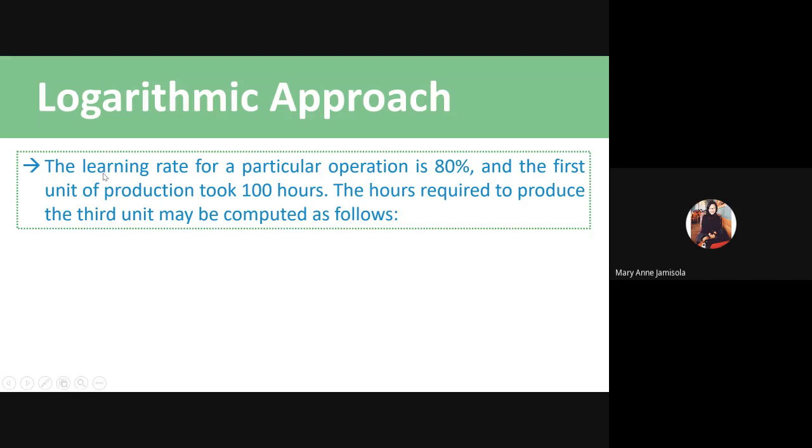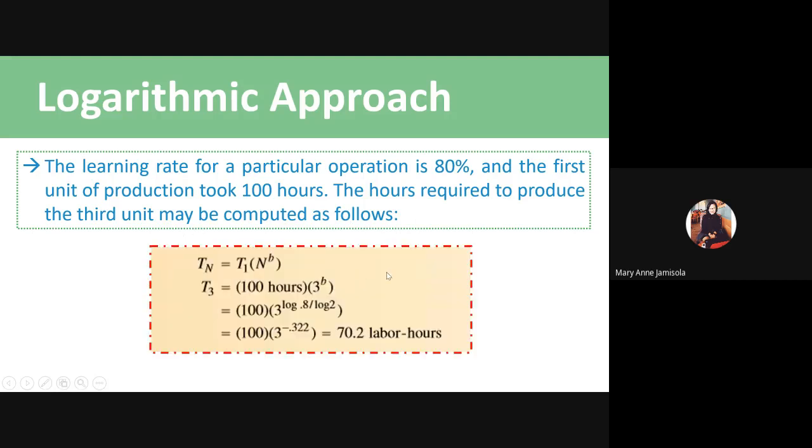Let's have this example. The learning rate for a particular operation is 80%, and the first unit of production took 100 hours. The hours required to produce the third unit may be computed as follows. Since we are to compute the hours required to finish the third unit, that's Tn, we will replace n with 3. The time required to produce the third unit is equal to T1, the time required to finish the first unit, which is 100 hours, times n to the power of b. Again, n here is 3.